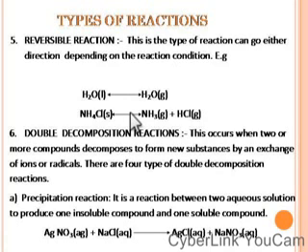The next one we are going to be looking at is the double decomposition reaction. This double decomposition reaction occurs when two or more compounds decompose to form a new substance by an exchange of ion or radical. We know what is an ion and what is a radical. We have 4 types of this reaction.